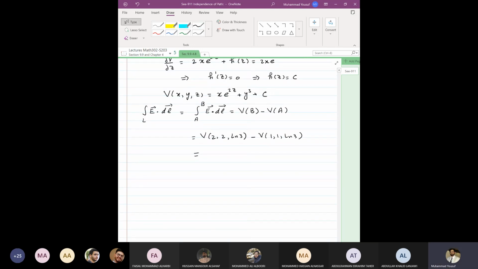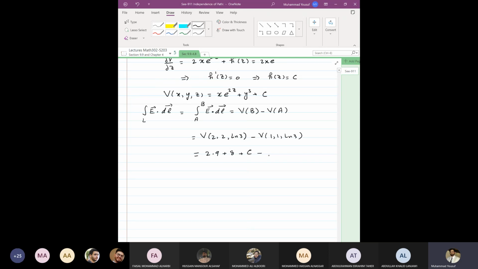Let us do this calculation. Put in V, x equal to 2, y equal to 2, z equal to log 3. X is 2 and e power 2 log 3. What will be e power 2 log 3? Someone tell me. Yes, Shabab? 9. Very good. Plus y cube, 8, plus c, minus, put 1.